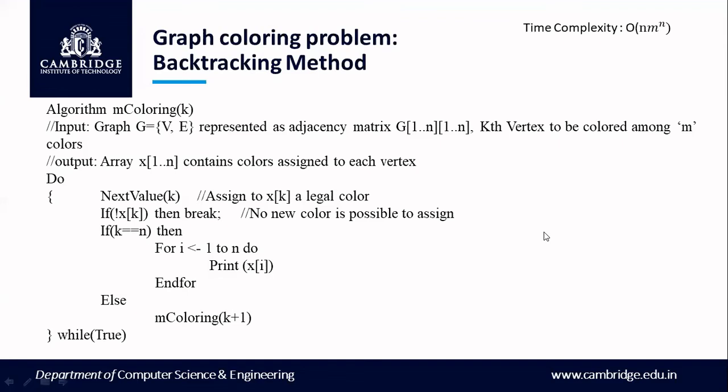As you would have already seen, based on the number of colors, the order of growth keeps growing in the form of number of vertices. The number of levels depends on the number of vertices, and in each level the number of options will always vary based on the number of colors we have. So that is given in the form of big O of n into m to the power of n.